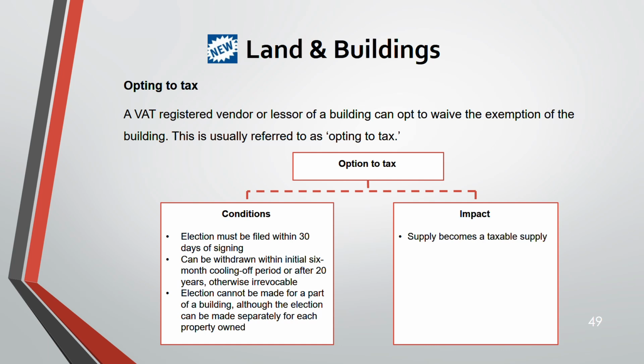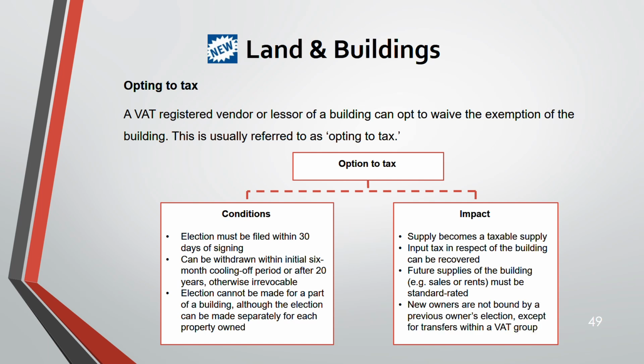Next, impact of this election. Supply then becomes taxable supply. You can recover the input tax of the building. Future supply of the building. That means all your sales and your rent that you are receiving then must be standard rated. And the new owners. Good thing is the new owners of that building are not bound by a previous owner's election except for the transfers within a VAT group. If you are transferring the building within the VAT group, once the election is made, it applies to the other member also. But if it's to an outside party that you are selling the building, new owner can choose to elect again if they want to. Okay, otherwise it will be exempt.